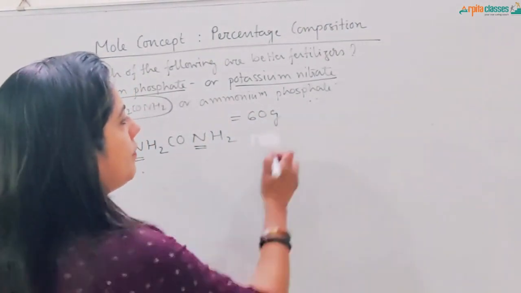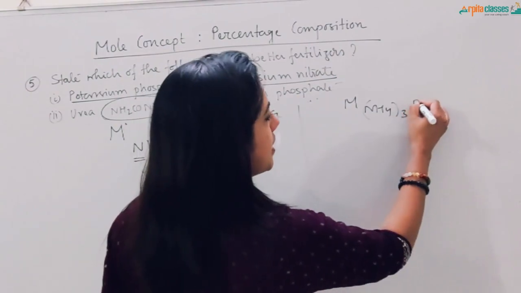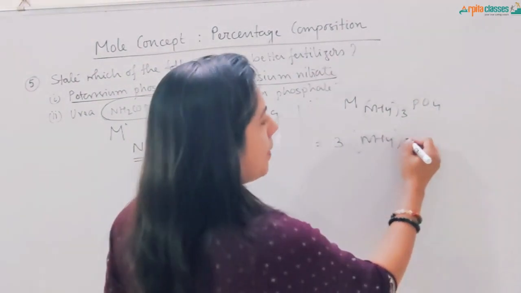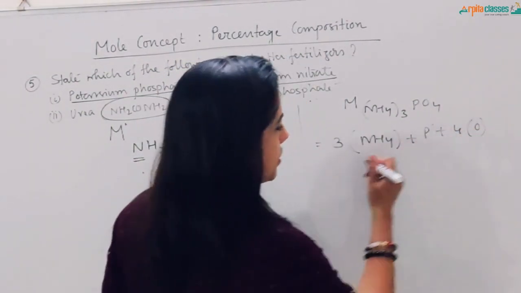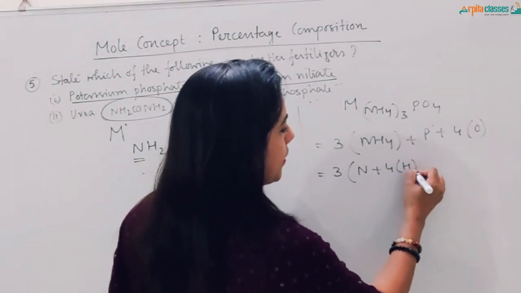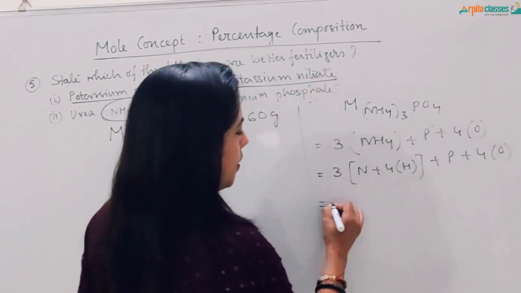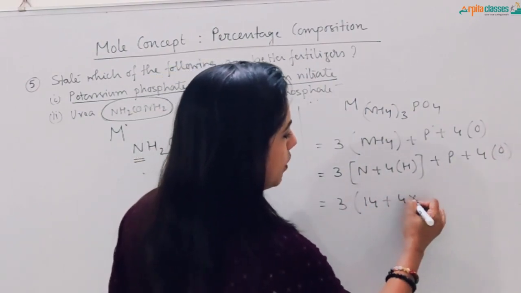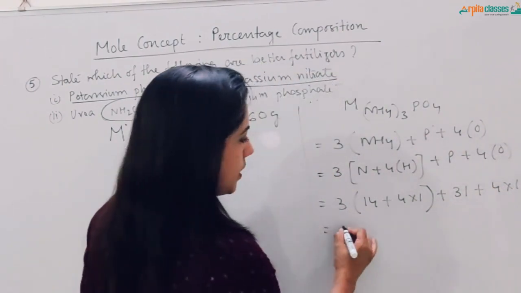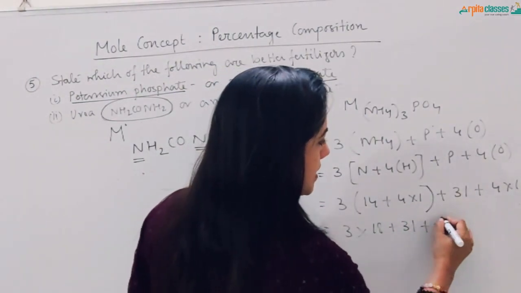Now we'll find out the molecular weight of ammonium phosphate, that is (NH4)3PO4. So that will be 3 into NH4 plus phosphorus plus 4 into oxygen. Now again split this NH4: 3 into nitrogen plus 4 into hydrogen, another bracket I'll put, plus phosphorus plus 4 into oxygen. Now nitrogen is 14 plus 4 into 1, plus phosphorus is 31, plus 4 into 16. So it comes 3 into 18, this is 14 plus 4 is 18, plus 31 plus 64.